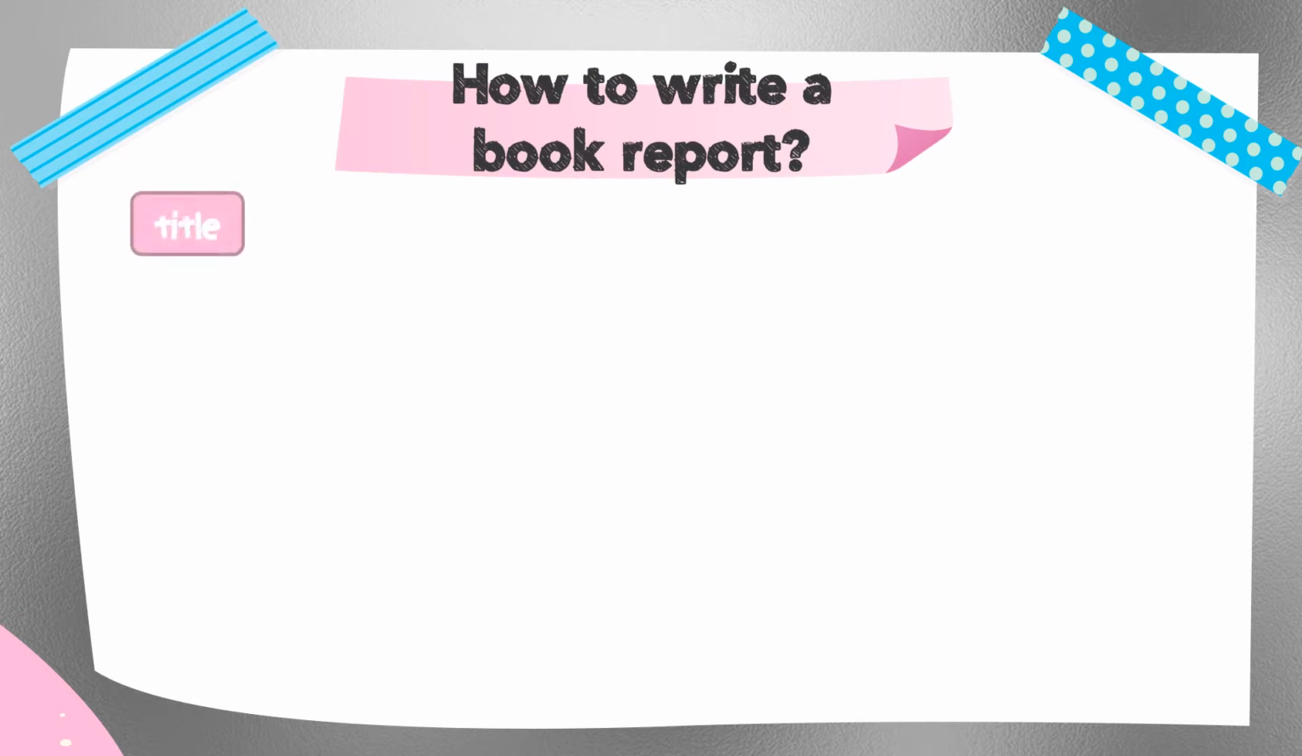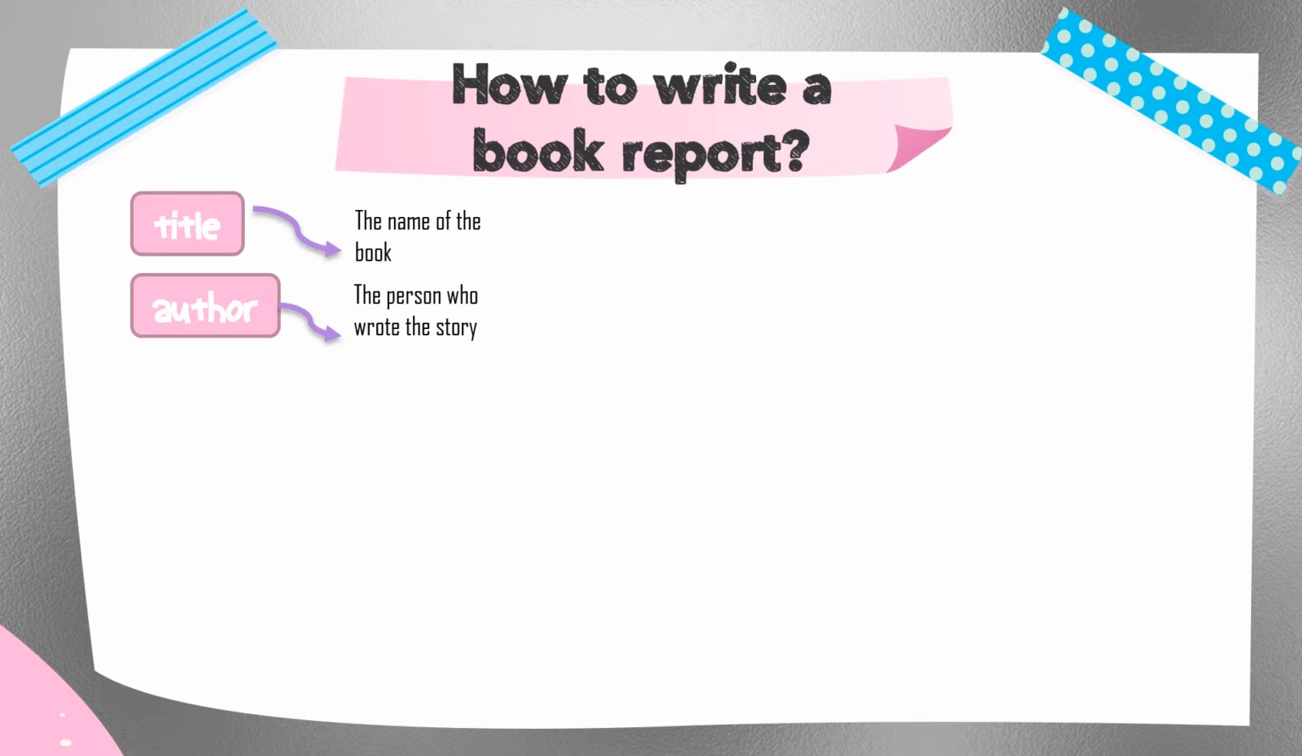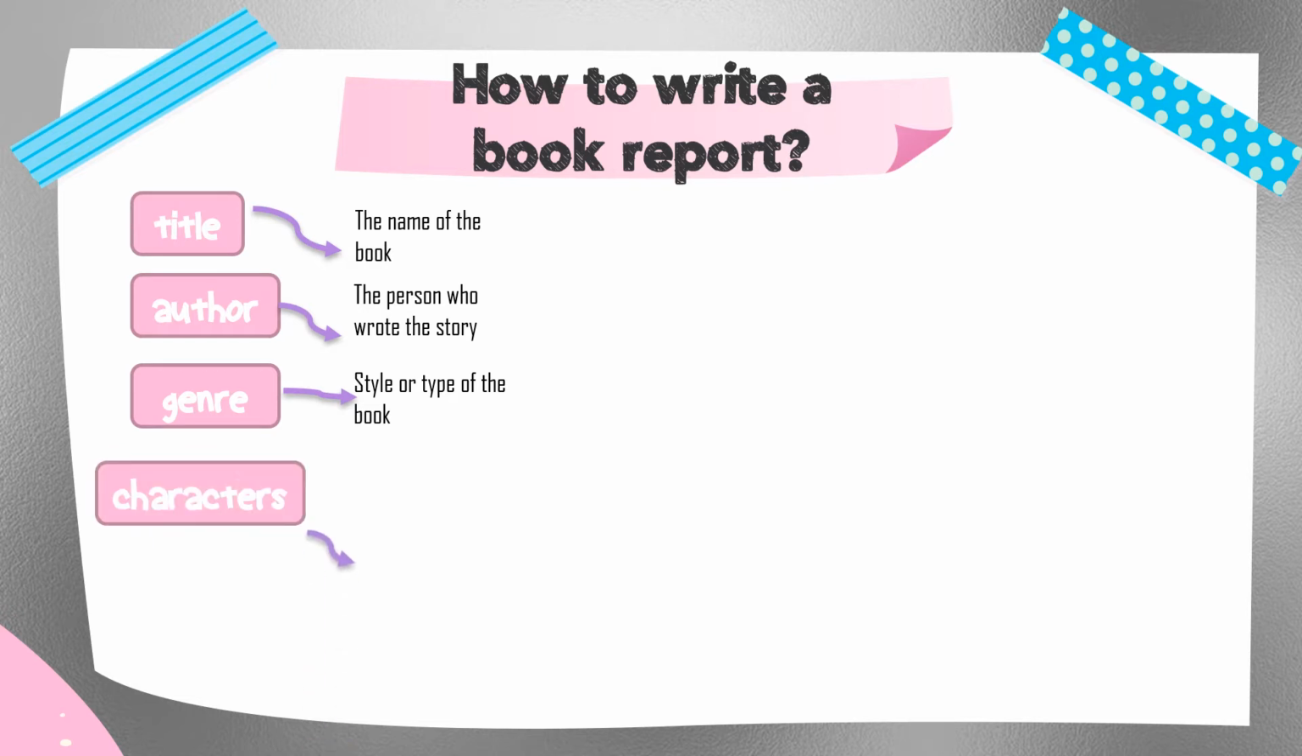Alright. How to write a book report. Okay, number 1. Make sure you have the title. What is title? Title means the name of the book. Number 2 is author. What is author? Author is the person who wrote the story. Number 3 is genre. What is genre? Genre is style or type of the book.